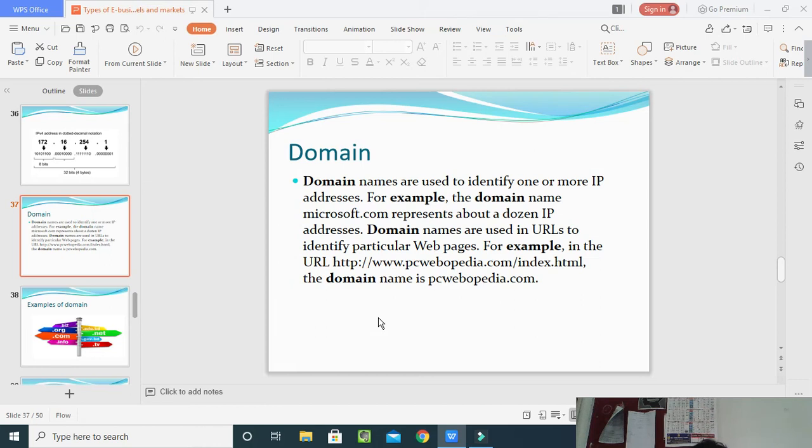For example, the domain name Microsoft.com or education.com or .org, whatever it may be, for organizations. So the domain names are used in URLs to identify particular web pages. For example, in the URL www.pcwebpodia.com/index.html, the domain name is pcwebpodia.